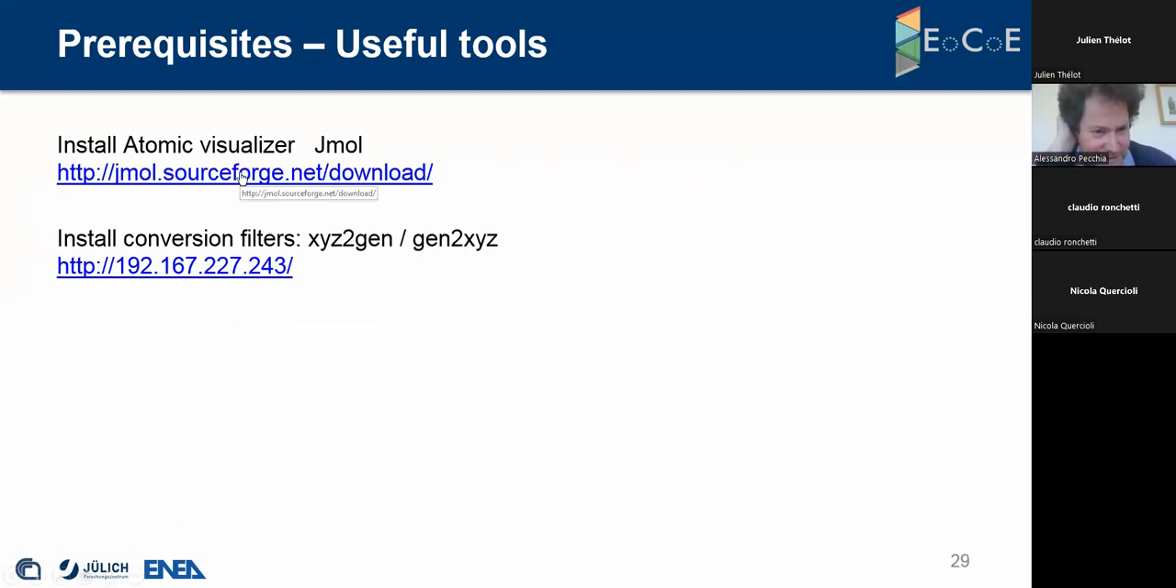For this tutorial, I asked you in advance to install Jmol, but I will show you the structure. And in principle, if you didn't manage to install these two simple converters, unfortunately, DFTB+ uses this generic gen format for the atomic structure, but Jmol doesn't understand it. So we need to convert it to an XYZ file to give it to Jmol to visualize. That's why it's good if you have these two converters, XYZ to gen and gen to XYZ, but you don't need them because I already uploaded the XYZ structure on the web interface as well. Jmol you may need if you'd like to see the structure on your own computer rather than mine.